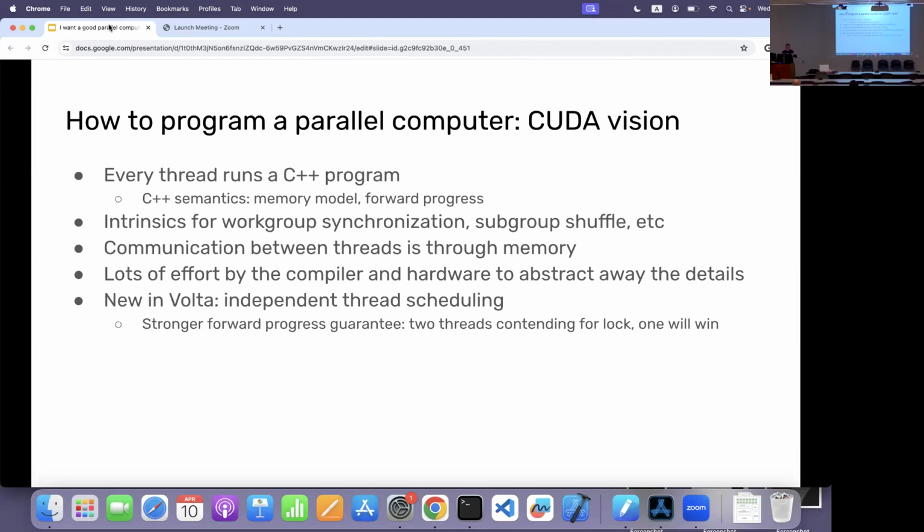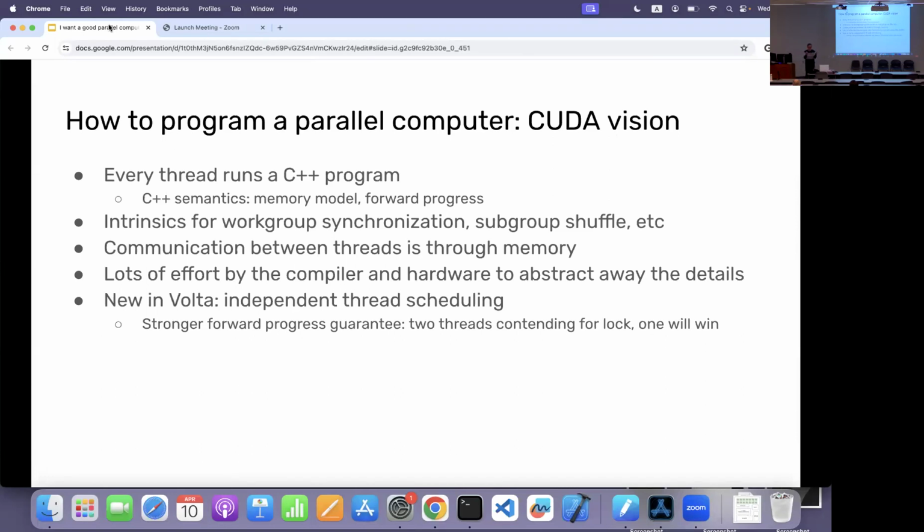Huge amount of effort. It's a cooperative effort between the hardware. The hardware is doing a lot. The compiler is also doing a lot to analyze your program, figure out which parts are uniform, do the predication of the execution. Though again, that's moving into hardware too, especially in Volta, there's independent thread scheduling. That gives you a much stronger forward progress here.